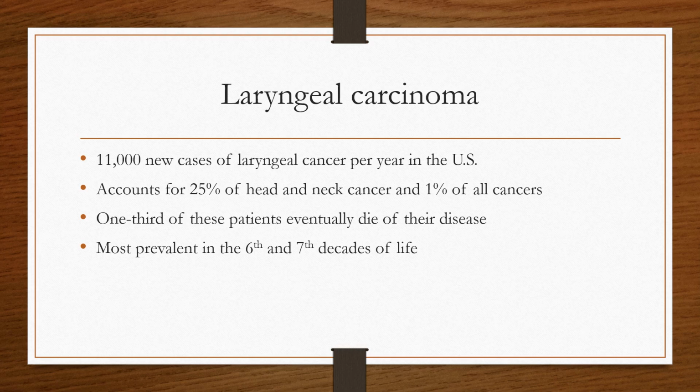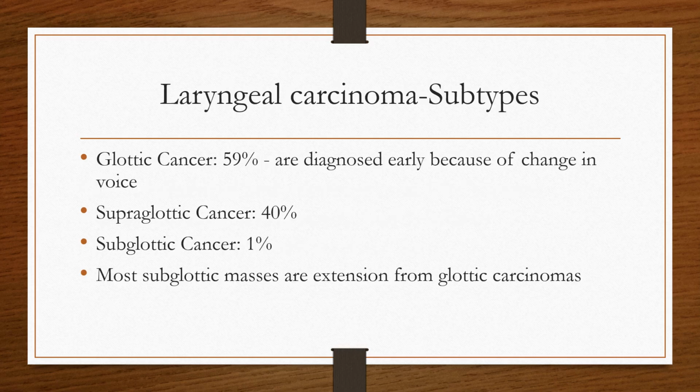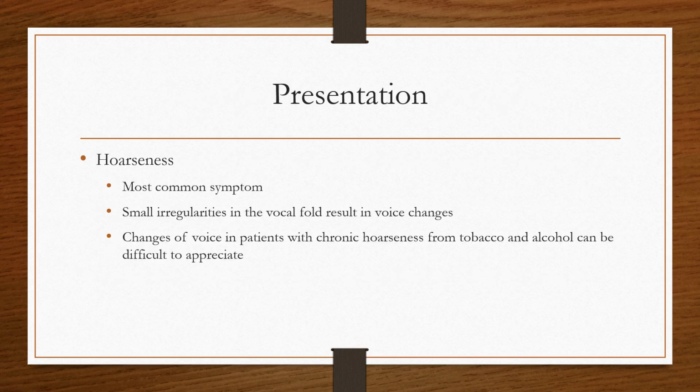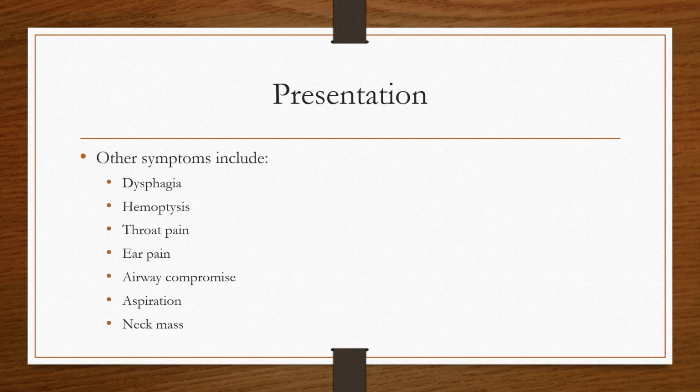Laryngeal carcinoma is very common. It accounts for 25% of all head and neck cancers. It occurs in later ages of life. Most common is that affecting the vocal cords, but because it affects the voice, it is diagnosed earlier. Hoarseness is the common symptom that the patient complains of. Other symptoms are dysphagia, hemoptysis, throat pain, ear pain, airway compromise, aspiration, and a mass in the neck.